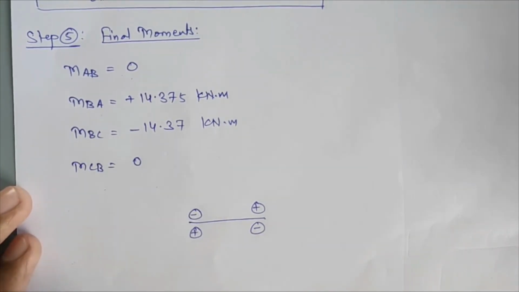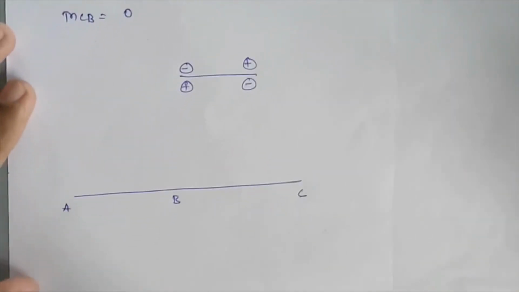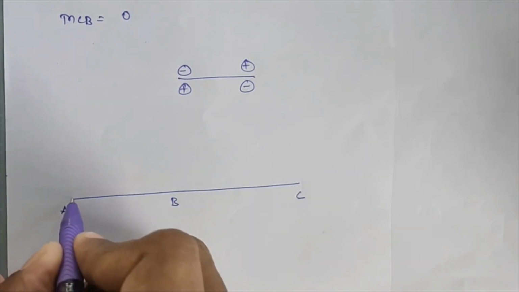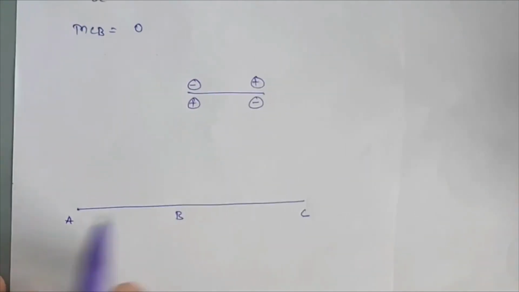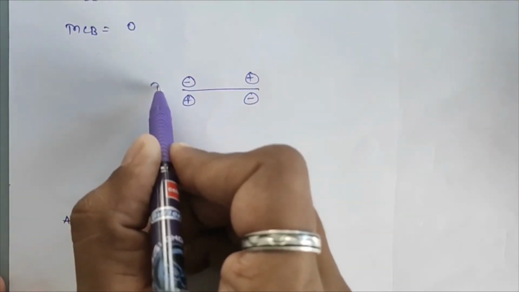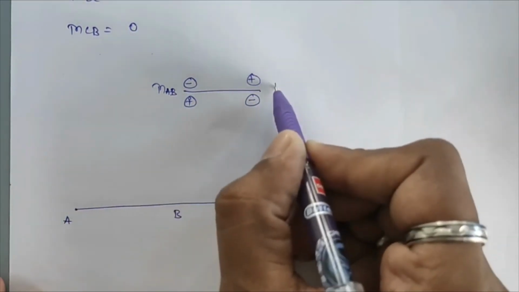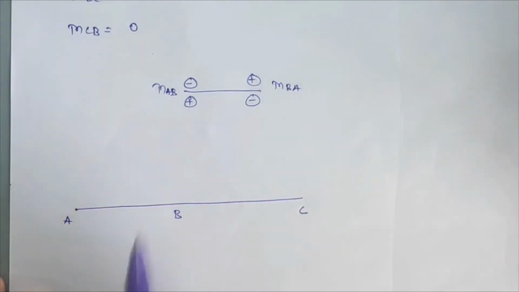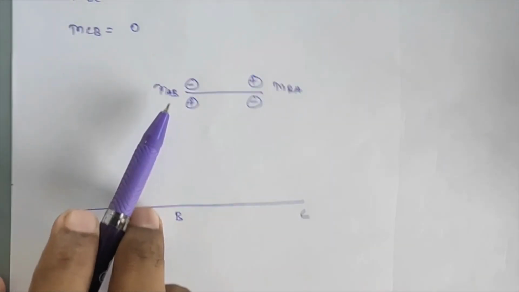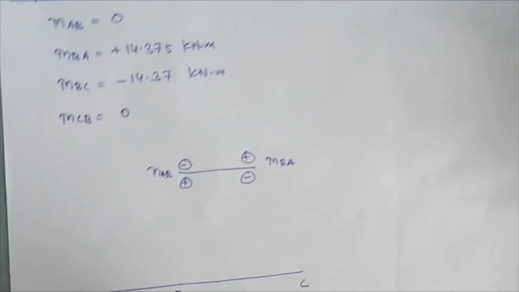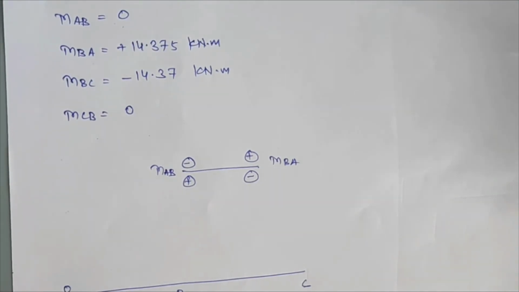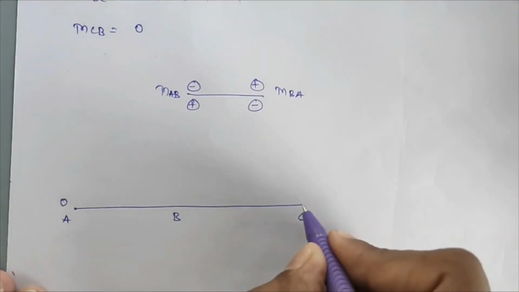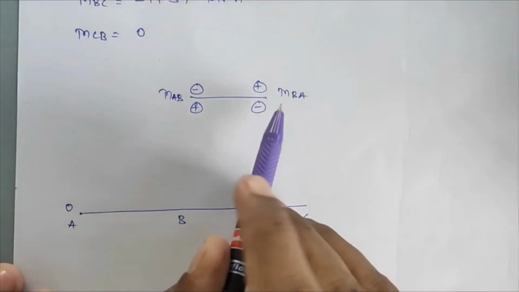Okay, so this is my joint A, this is my joint B, and here I have joint C. So the first moment is MAB. Here I will have moment MAB and here I will have moment MBA. For MAB, I am getting a value equal to 0, so that will lie at this point itself. Same way, next we check MBA.